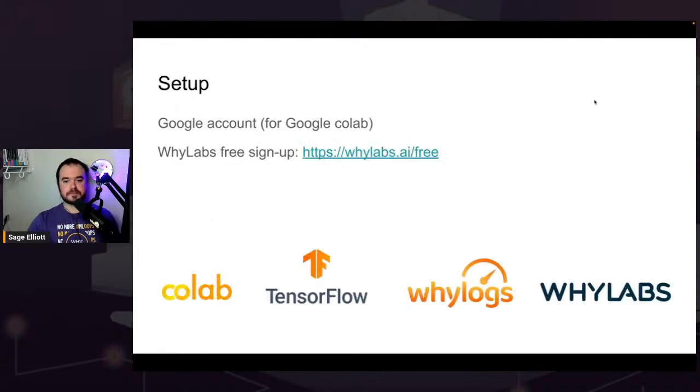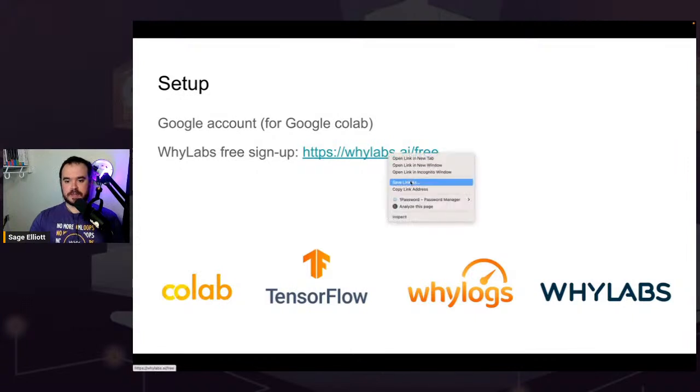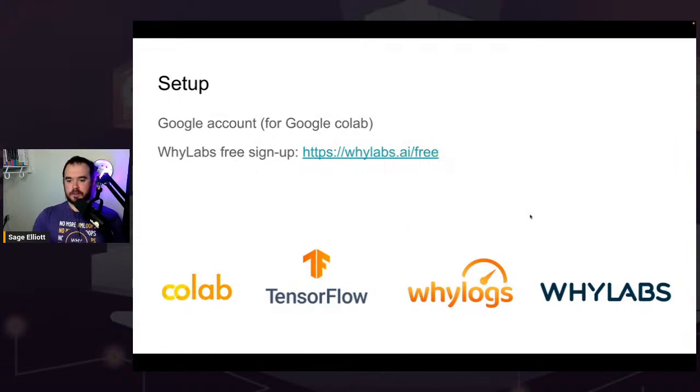So setup, I talked briefly about it. You just need a Google account for Google Colab. If you don't know what that is, don't worry. I'll go over it when we get to the coding part. It's where we're going to run our code today. And then you'll just want to sign up for a WhyLabs account. Again, it's free. There's no card or anything required, so it should just take you a minute.